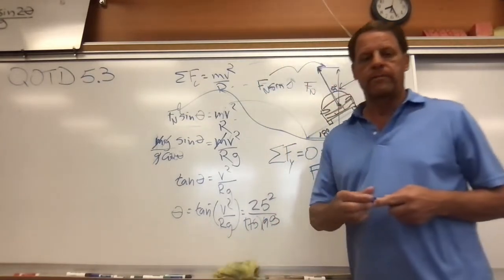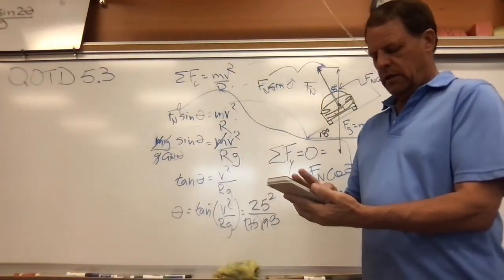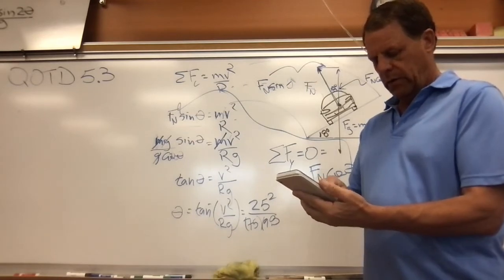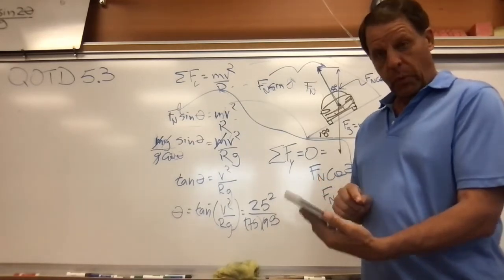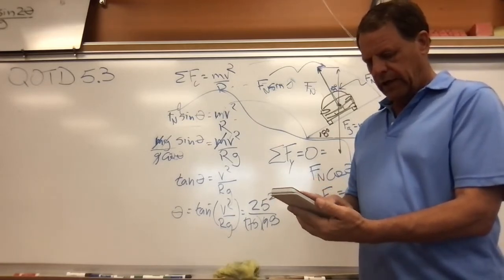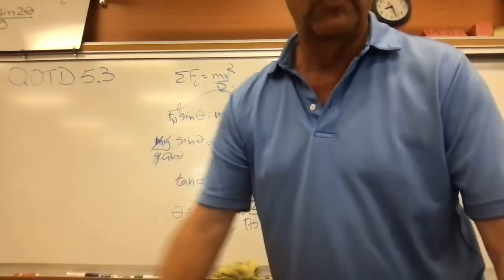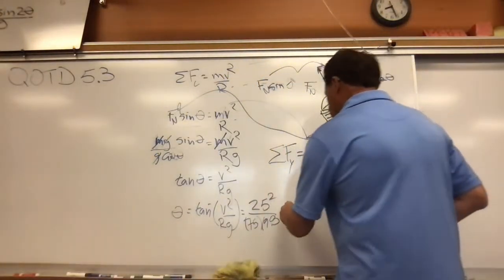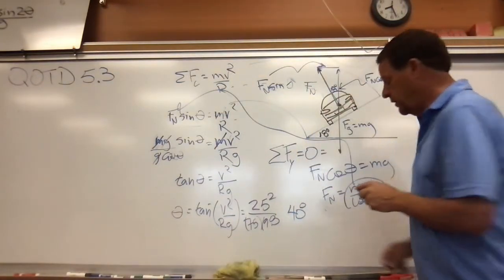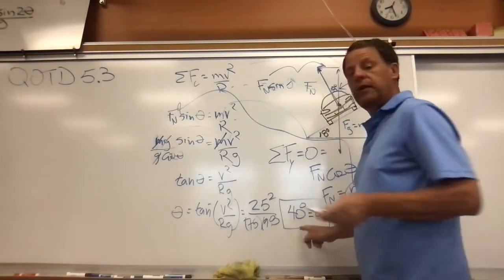And so we are going to say 25 squared divided by 75 divided by 9.8 gives us 0.85. And now we're going to take the inverse tangent of 0.85, and we're going to get 40.37 degrees. So we'll just round that to 40 degrees. That's equal to our angle.